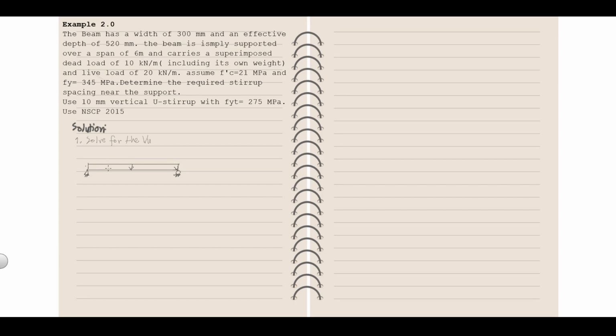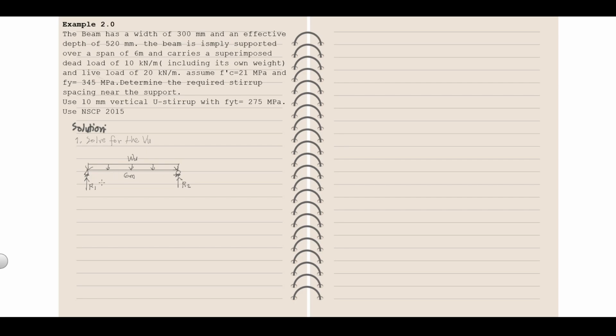And as you can see in the problem, uniform distributed load yan. So we have here the ultimate uniform load na ikakarga ng ating beam. The length of the beam as stated in our problem is 6 meter. So we're first going to need to get the reaction, no? So dapat merong reaction muna dito. The reactions here, let's say, R1 and R2.